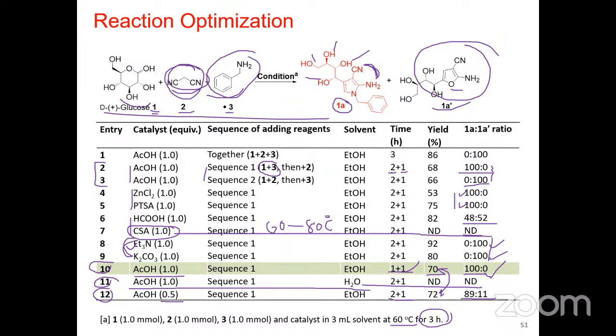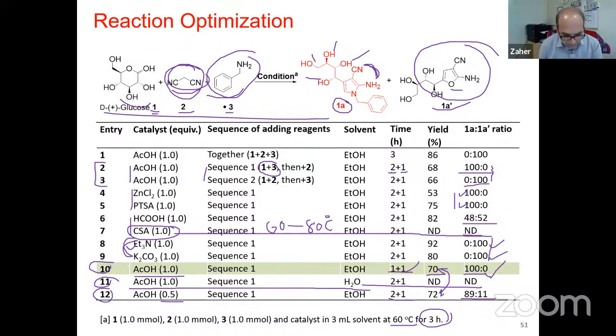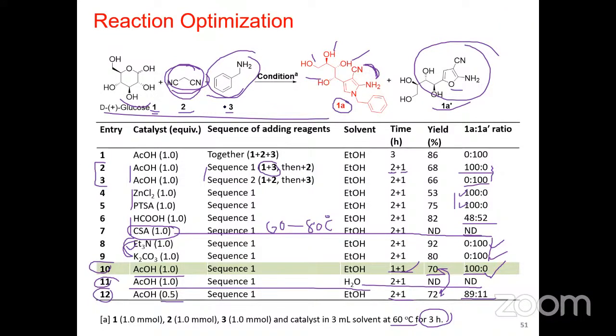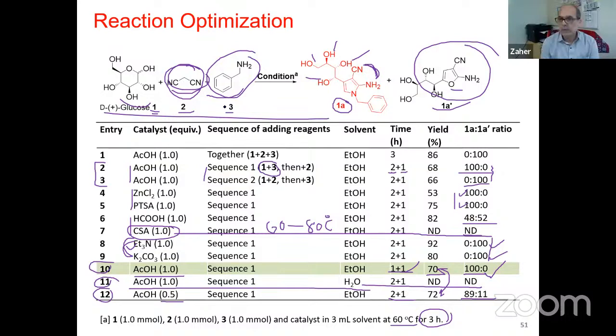So the catalyst is not only to speed up the reaction, but also to determine the reaction? That's right. The catalyst is to catalyze the reaction. First of all, it has to work. It has to catalyze before it speeds up the reaction. Thank you for the answer. Thank you. Do we have more questions?